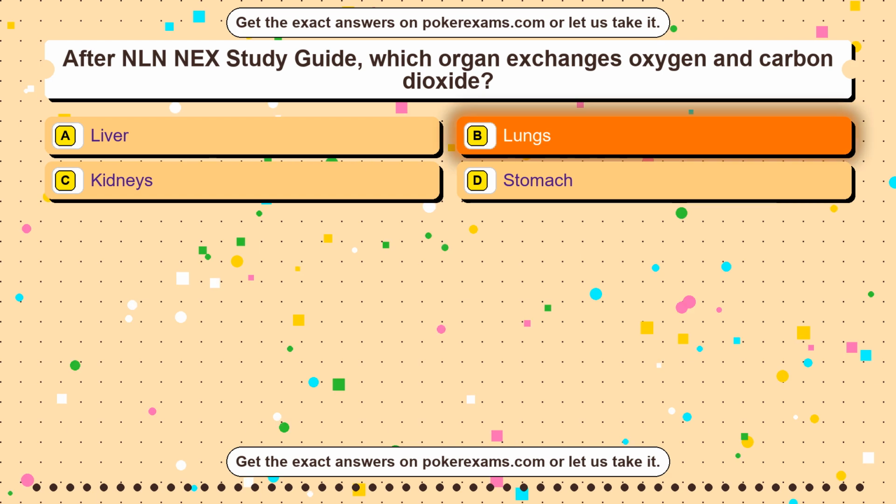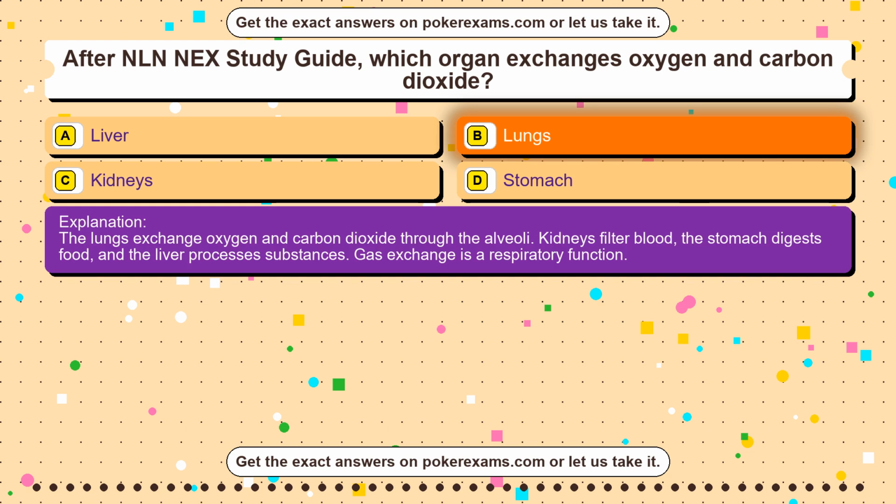The correct answer is option B. Lungs. The lungs exchange oxygen and carbon dioxide through the alveoli. Kidneys filter blood, the stomach digests food, and the liver processes substances. Gas exchange is a respiratory function.